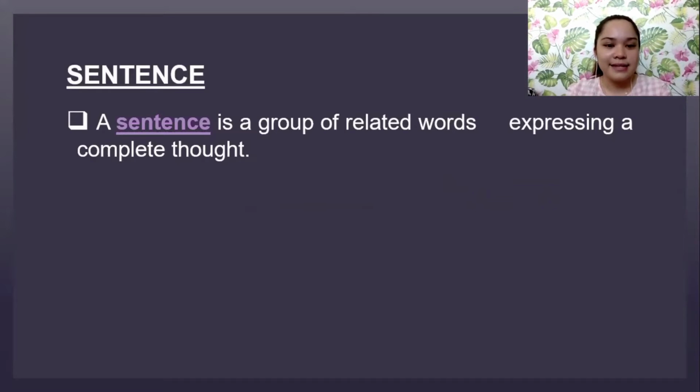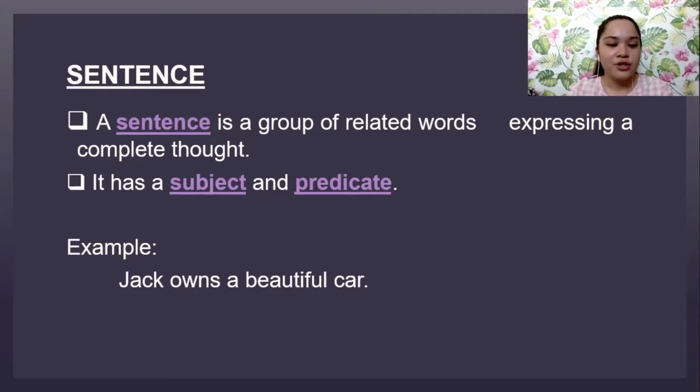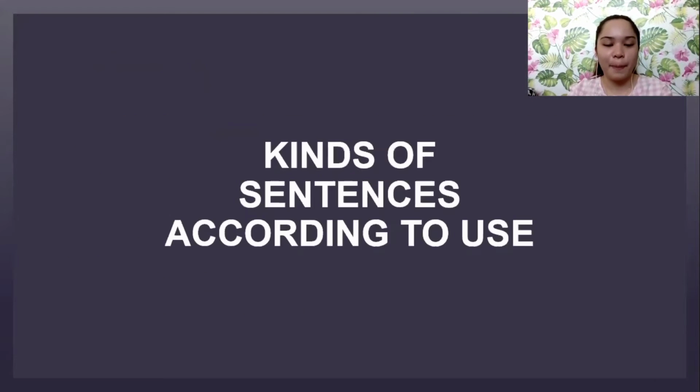To start with, let us first talk about what is a sentence. Okay, so a sentence is a group of related words expressing a complete thought. It has a subject and predicate. I have here an example. Jack owns a beautiful car. In this example, Jack is the subject and owns a beautiful car is the predicate. So this is an example of a sentence.